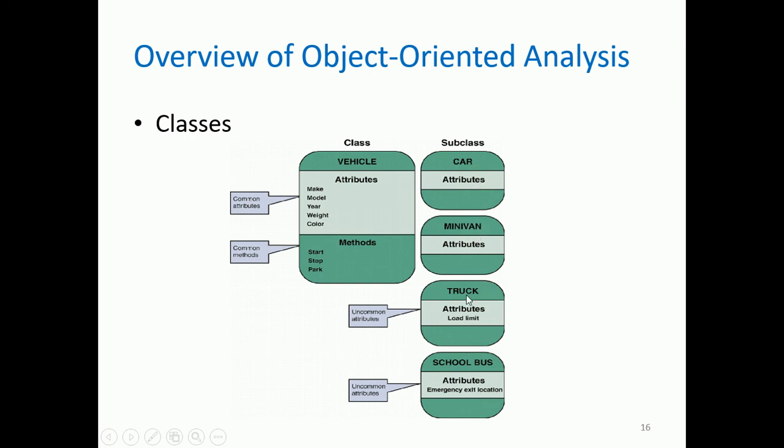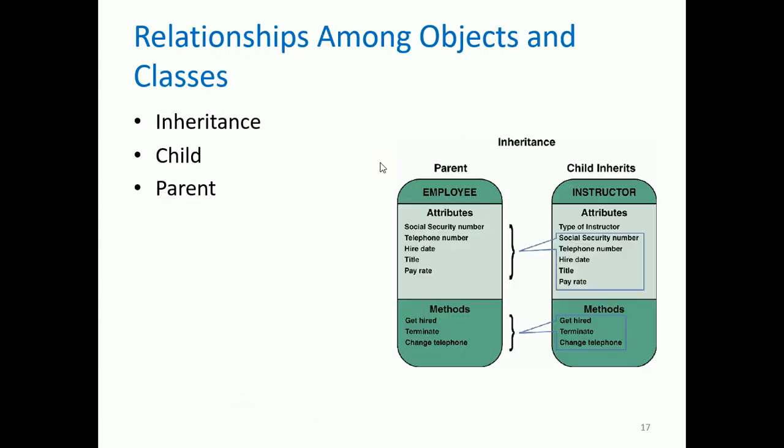While the truck has the attributes of the vehicle class, it also has its unique attributes, such as load limit. And for the school bus, we have emergency exit location. Again, that is unique for the school bus subclass. So again, car, minivan, truck, and school bus are subclasses of vehicle, while vehicle is the superclass of car, minivan, truck, and school bus. This is the difference between a subclass and a superclass.